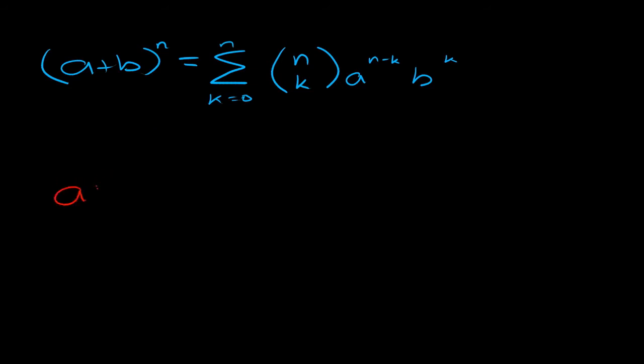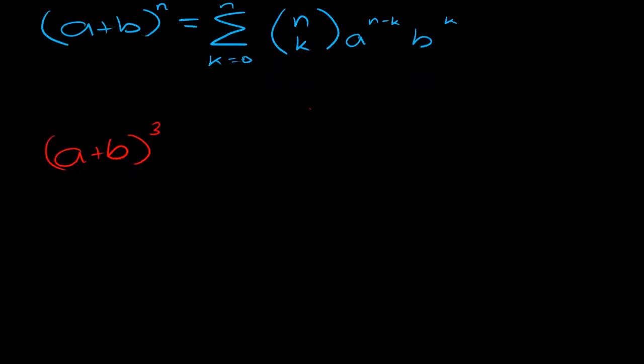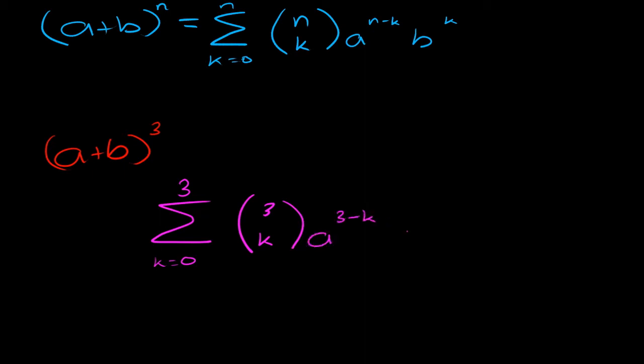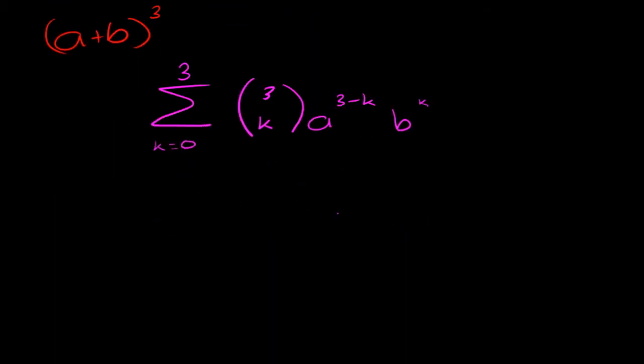So you have the binomial a plus b to the power 3. Well, let's just rewrite the binomial theorem. You have the sum from 0 to 3 of 3 choose k times a to the power 3 minus k times b to the power k. Now we can rewrite this.